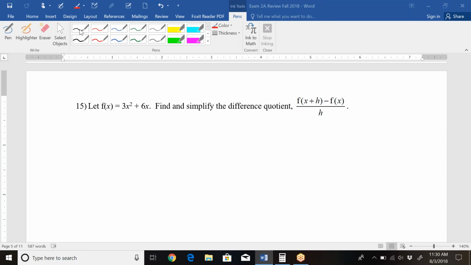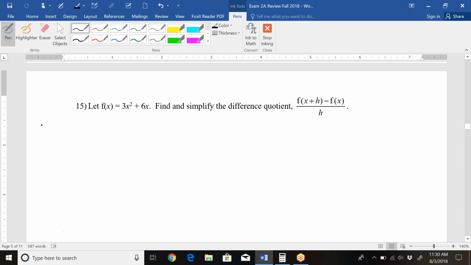All right, this is part 2 of the exam 2A review, and we are looking at number 15 now. So we're trying to find and simplify the difference quotient, which is this right here. This is two function evaluations. One is where you plug in a binomial of x plus h into the function. The other one is when you make everything in f of x negative, essentially.